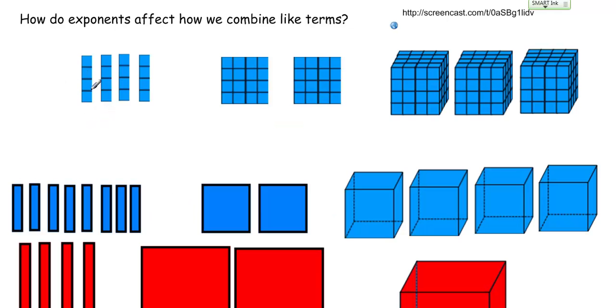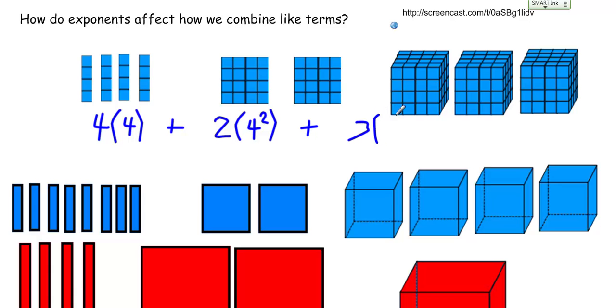Now here we see that we have 4. And we have 4 of those. So 4 of the 4s. We're adding to that 2 of these. So we have 2 of those, and isn't that the same thing as 4 squared? Each of these is 4 squared, or 16. We have 2 of those. We're adding to that, we have in this case 3 cubes, and they're 4 by 4 by 4. So 3 of the 4 to the 3rd power, or 4 cubed. This is a numeric expression that fits this situation.